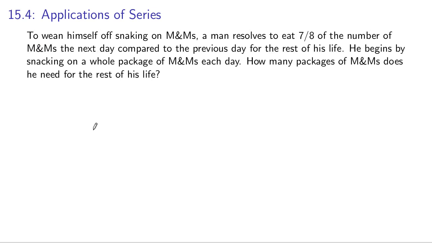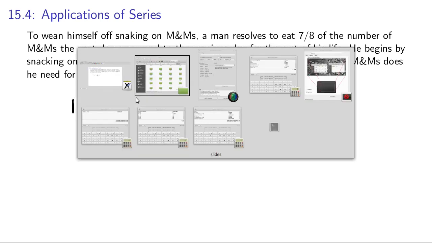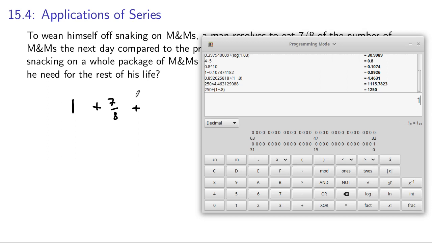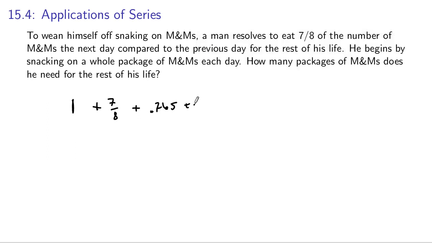To wean himself off snacking on M&Ms, a man resolves to eat 7/8 of the number of M&Ms the next day compared to the previous day for the rest of his life. He begins by snacking on a whole package of M&Ms each day. How many packages does he need to satisfy his needs for the rest of his life? So the first day he'll eat a whole package. The next day he'll have 7/8 of a package. The day after that he'll have 7/8 squared, or 0.765 of a package, and so on.